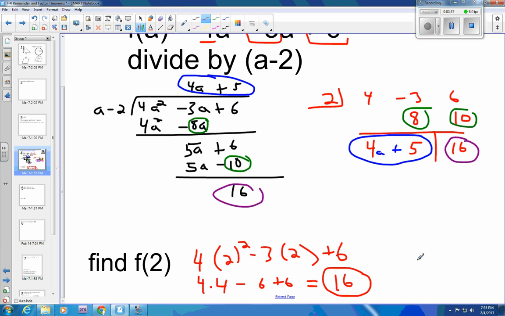So no matter what, we're getting a 16. So this is our remainder theorem. Our remainder theorem means if we take whatever our number is from our divisor, and we plug it into our function, the number we get out will be our remainder.